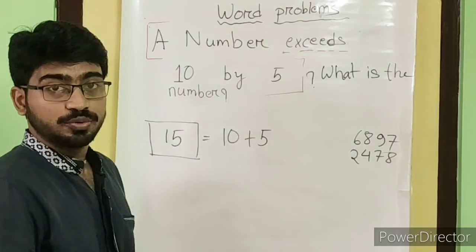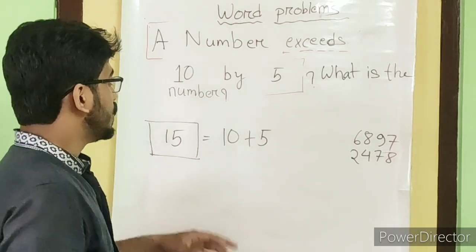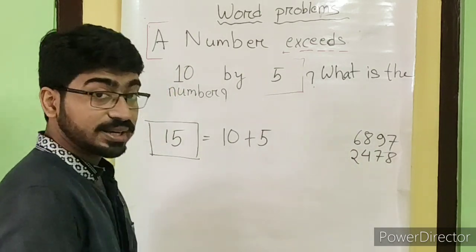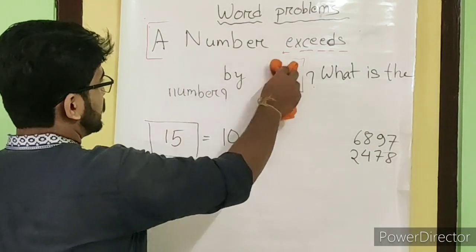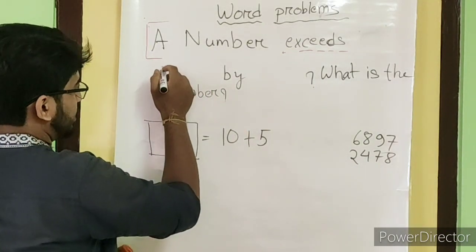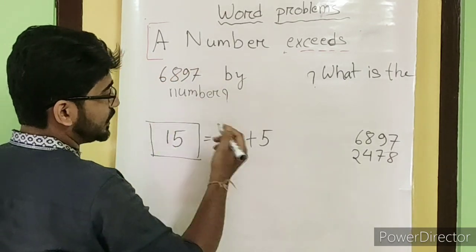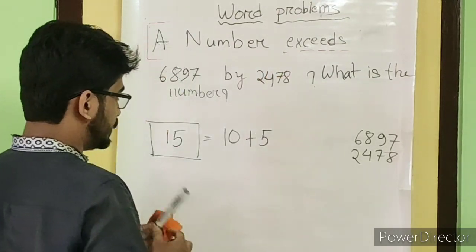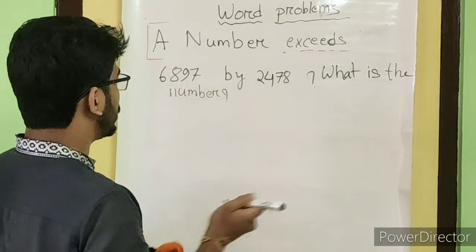We know the pattern or the method, right? In the case of 10 and 5, there were small numbers. As we are in class 3 now, we have been given two four-digit numbers, 6897 and 2478. So what will be the answer?